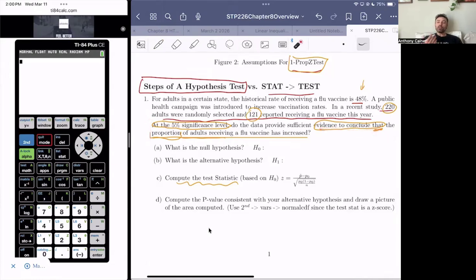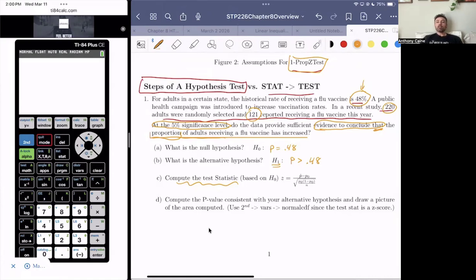Whatever follows the phrase evidence to conclude is talking about your alternative hypothesis. So our alternative hypothesis, H1, is that the proportion of adults receiving the flu vaccine has increased compared to our historical average, 0.48. So what's the null hypothesis? It's that it has not increased. The proportion of adults is 0.48. It's the same as it used to be.